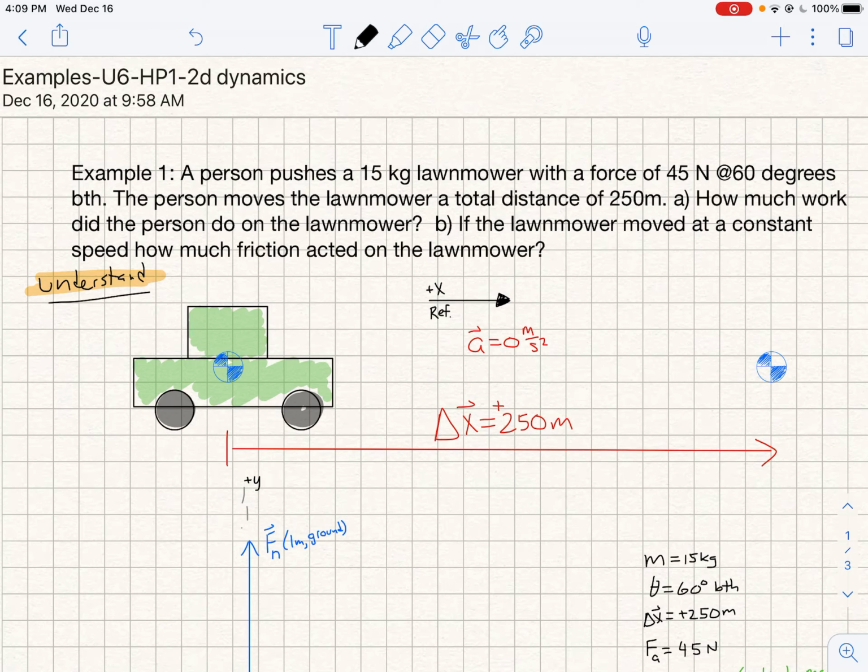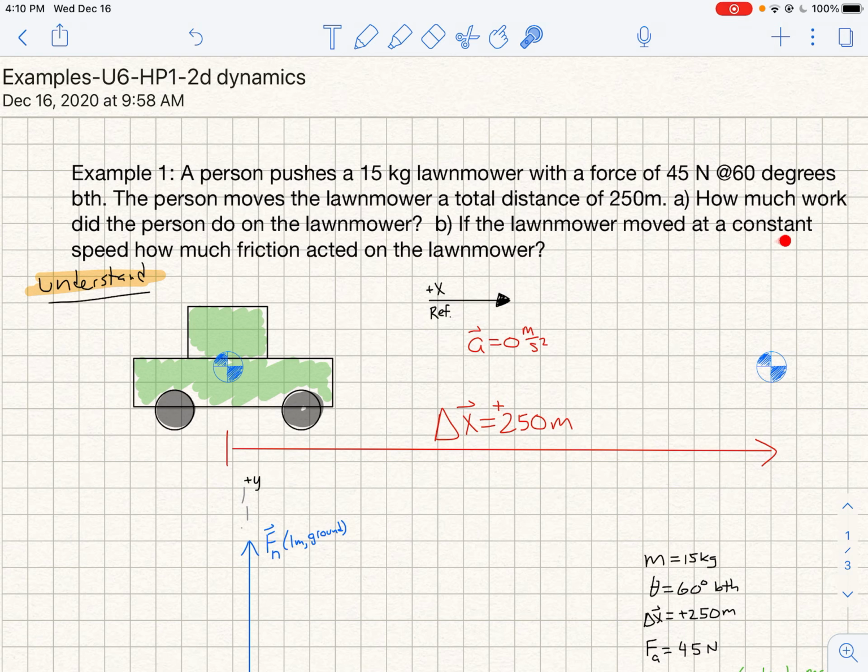We're going to look at example number 1 from our two-dimensional notes. Now, this is a lawnmower here, and you'll notice this lawnmower is going to move 250 meters. And while that happens, there is a person pushing with this force right here. So we're going to take that force and we'll draw it into a free body diagram in just a moment.